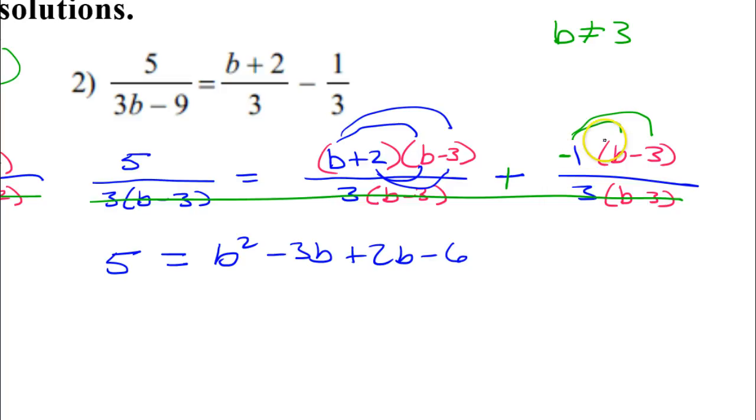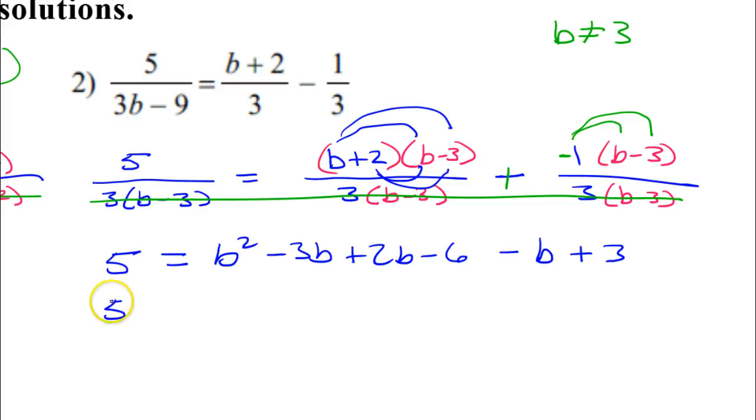And like I said, distributing this negative 1. So negative 1 times b, that's negative b. And then negative 1 times negative 3 is positive 3. That's the big mistake people will make. I will often see a negative 3 right here.